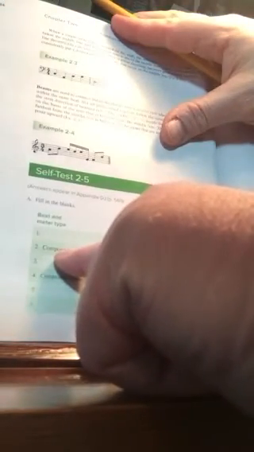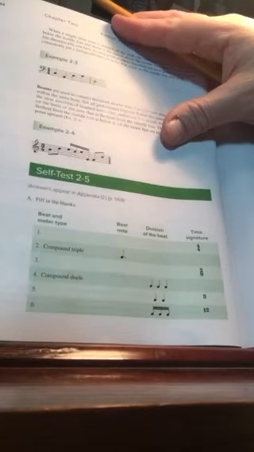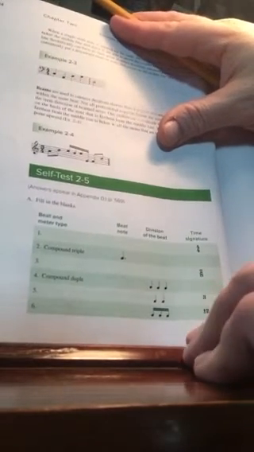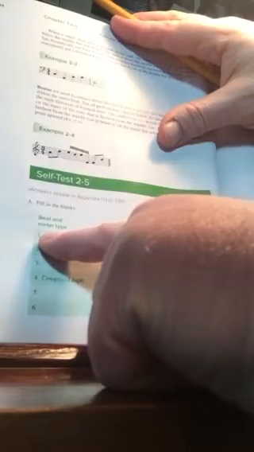And you automatically know when you see the word compound, we're either going to have a 6 or a 9 or a 12 as our top number. Okay, those are a few things we know. A couple other things we know is if we see a 2, a 3, or a 4 as our top number, we have to be talking about a simple signature.